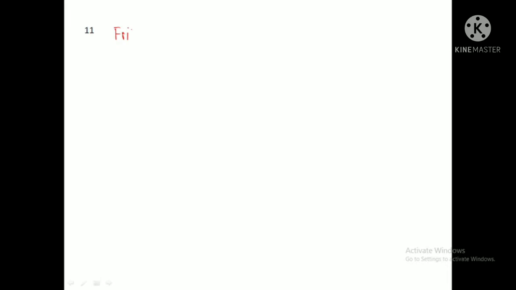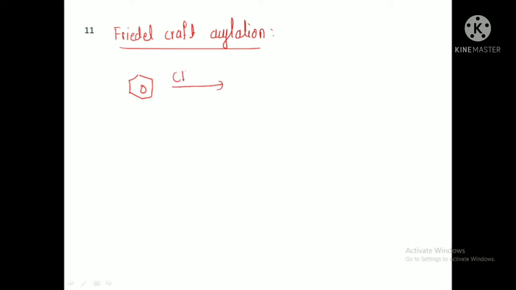Friedel-Crafts acylation reaction. Benzene on treatment with CH3C=OCl, that is acyl chloride, in the presence of anhydrous AlCl3 will give aromatic ketone, C6H5C=OCH3. This is another method for preparation of ketone from Friedel-Crafts acylation reaction. So these are some methods of preparation of aldehydes and ketones.